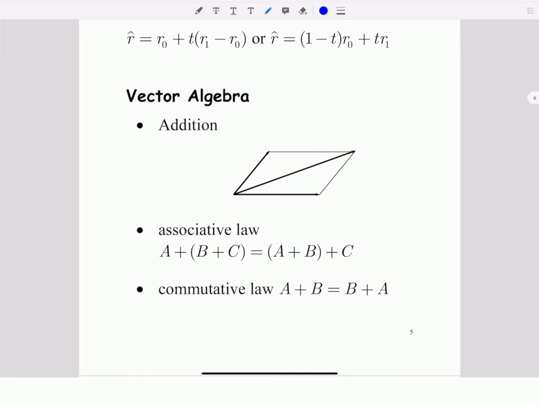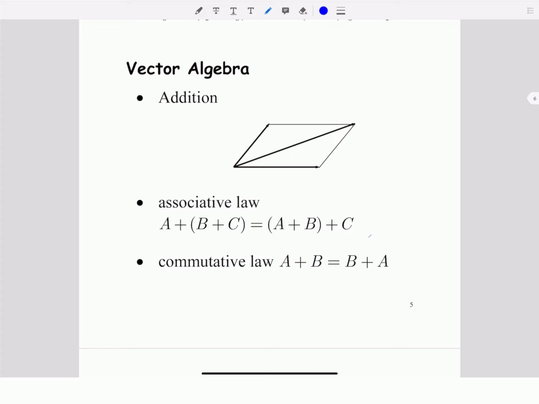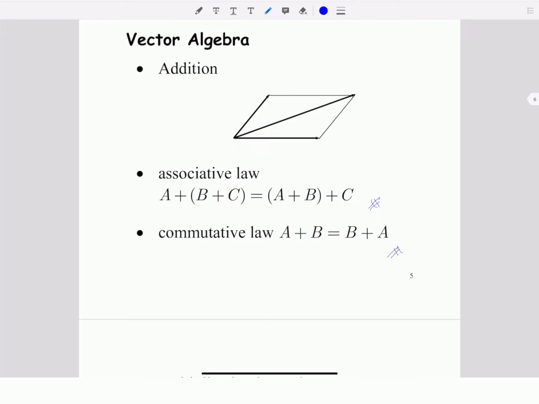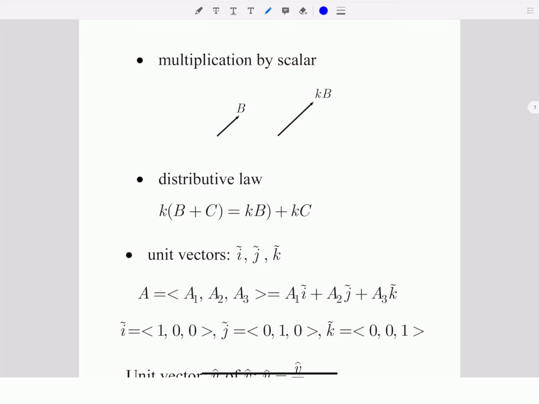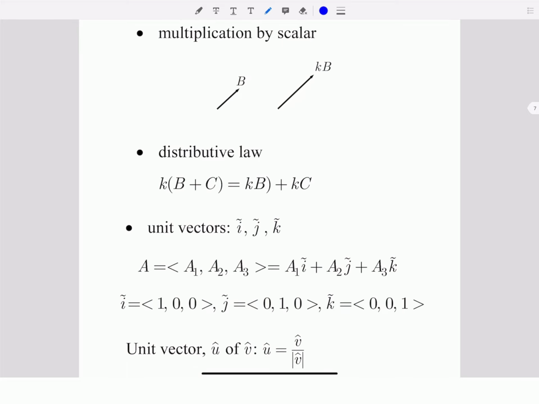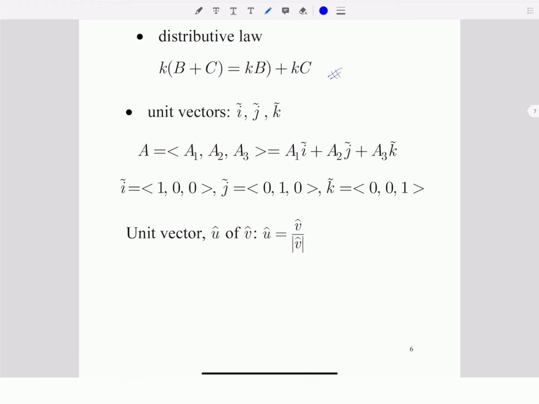Now vector algebra. These are the rules, or characteristics. For addition, a plus b plus c can be a plus b first and then plus c, and a plus b is the same as b plus a. For multiplication by a scalar, k multiplied by (b plus c) is the same as k times b plus k times c.